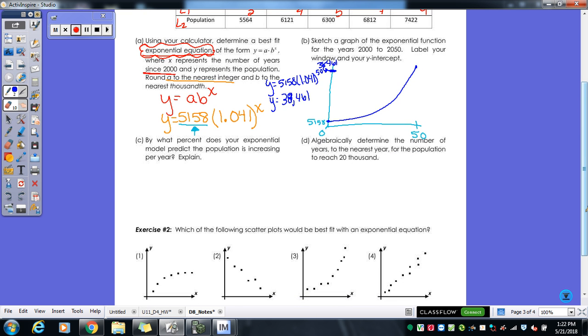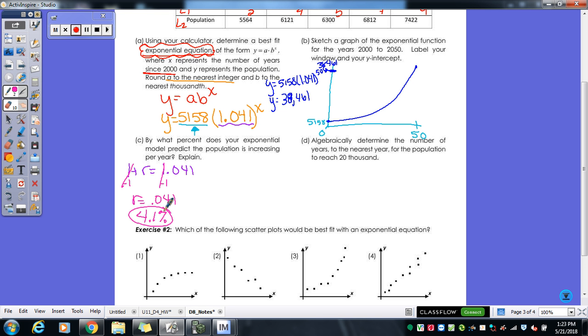All right, part C: by what percent does your exponential model predict the population is increasing per year? Explain. Again, reviewing our exponentials, you get your percent increase from the b value. We get the b value by adding 1 plus the rate. So 1 plus the rate is how we get our 1.041. If I subtract my 1s, my rate is 0.041. So as a percent, 4.1%.